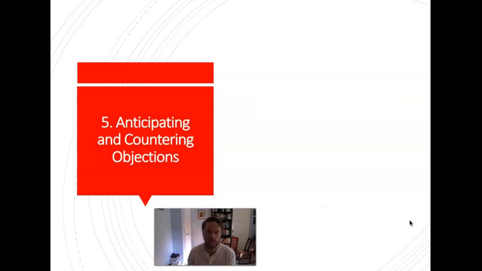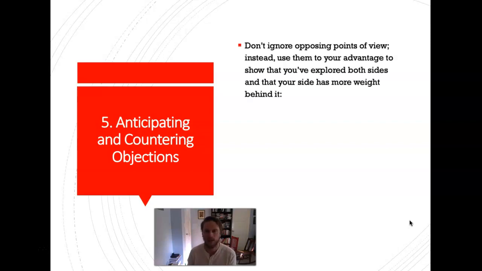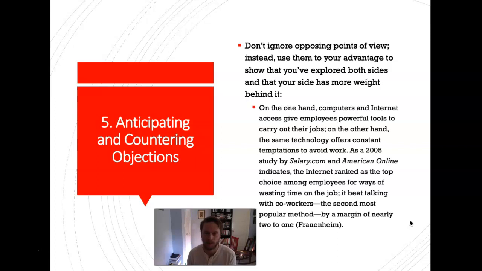Okay, a fifth way to support your thesis is to anticipate and counter objections. Don't ignore opposing points of view. Instead, use them to your advantage to show that you've explored both sides and that your side has more weight behind it. Show you've done the research and show that you know what your opponent's point of view is. Show that you're not scared to rebut your opponent's point.